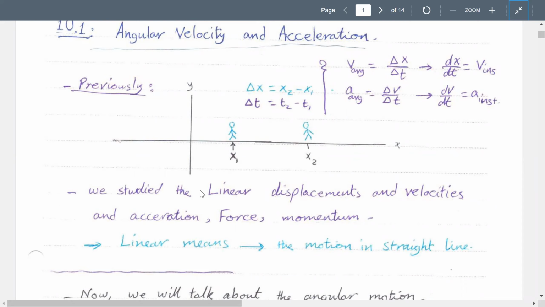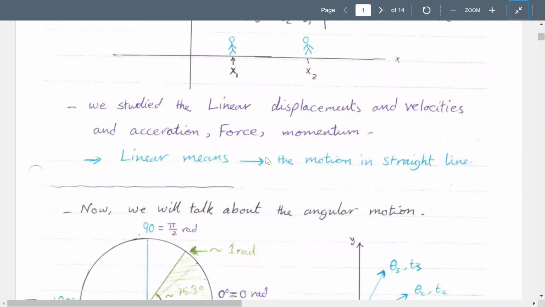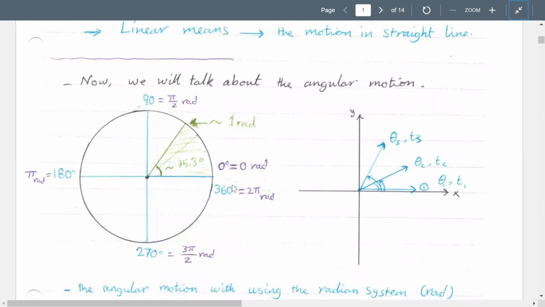And all the quantities, the velocity, the acceleration, the force, the momentum, all of them in linear motion. So linear means the motion is in a straight line. But now we will deal with a different thing. We will deal with the rotational motion, or angular motion. For example, now we will deal with circles always, with angles.